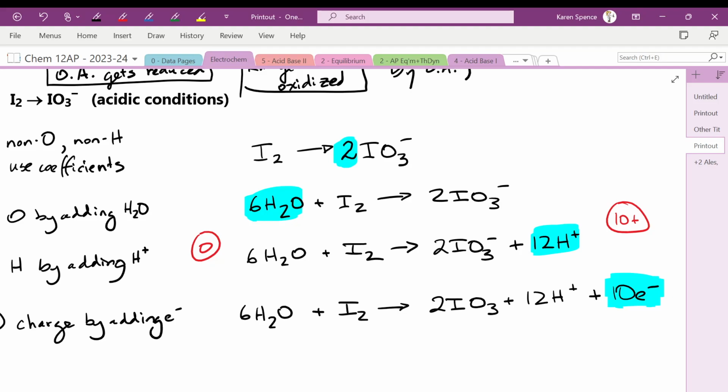Did you get 6 water, 1 I2 on the reactants? And in the products, 2 IO3, don't forget to write the minus. I always drop my charges along the way somewhere because I'm messy that way. 12 H plus and 10 electrons. Yes. Yes. Oxidation or reduction? Oxidation because the electrons are coming out. Oh, look at that. If electrons come out, which starts with an O, that is oxidation. Yes?